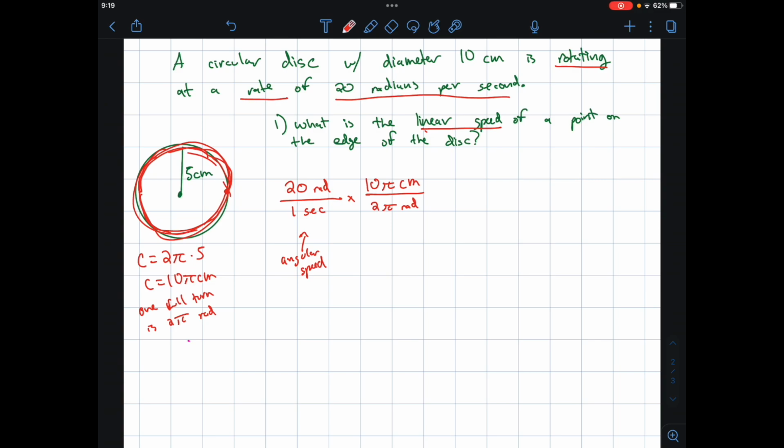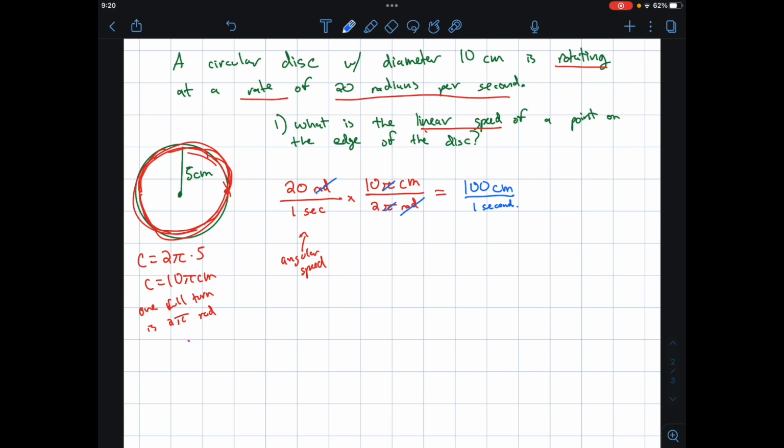Okay? And so if we're going at 20 radians per 1 second and 10 pi centimeters every 2 pi radians we do, that's going to spit out our linear speed. So units cancel, pi's cancel. 20 times 10 is 200, divided by 2 is 100. So you end up with 100 centimeters per 1 second. Okay.